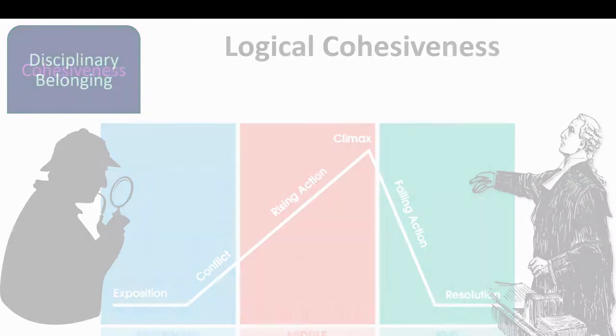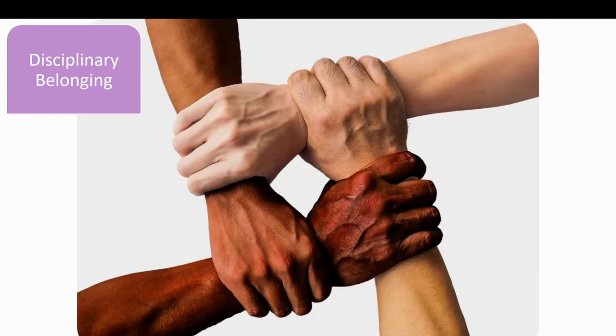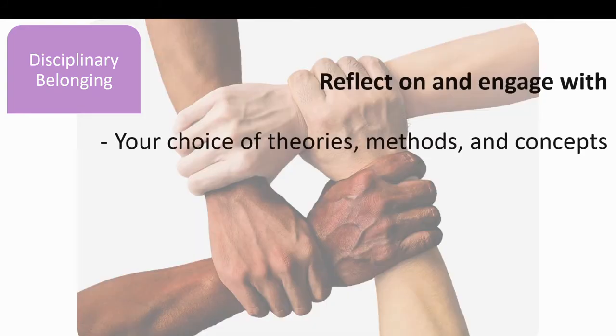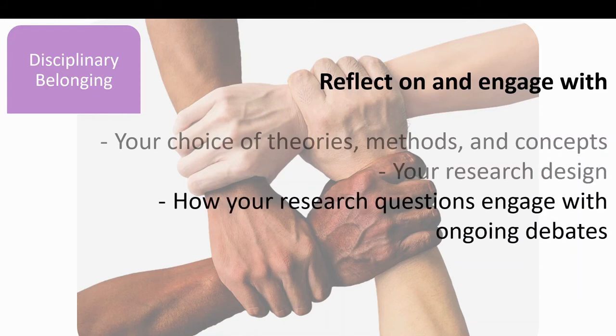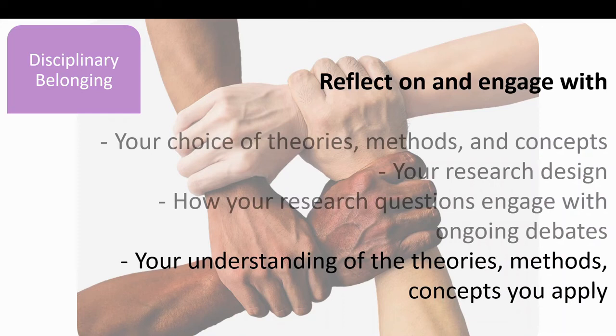As a PhD, you're also becoming an advocate or a steward of your discipline. Your Kappe isn't just to show a contribution to the discipline, but to demonstrate that you are a specialized, knowledgeable person on the appropriate theories, methods, skills, and debates within the discipline. You should be able to reflect on and engage with your choice of theories, methods, and concepts and how they relate to your field, your research design, how your research questions engage with ongoing debates within your theoretical or scientific field, and your understanding of the theories and the methods and the concepts that you have chosen to apply through your research.